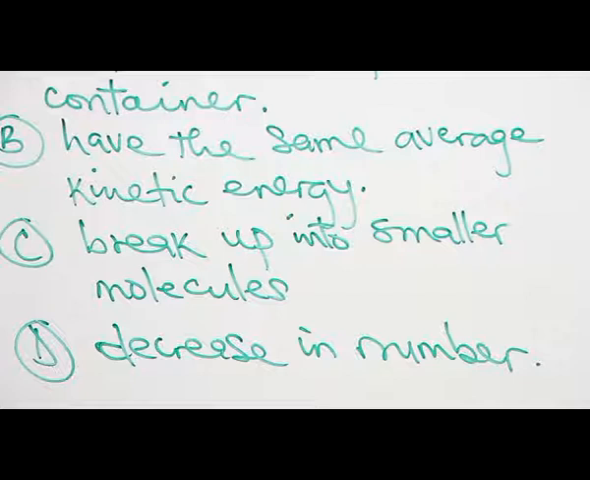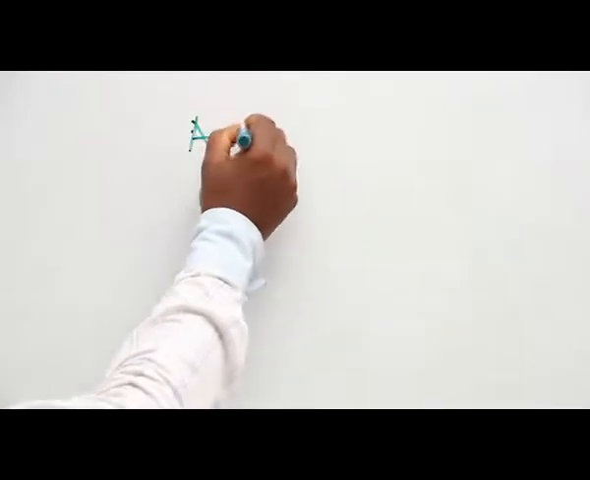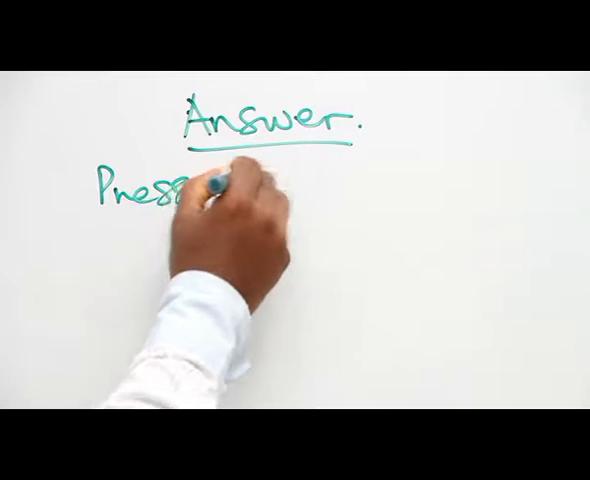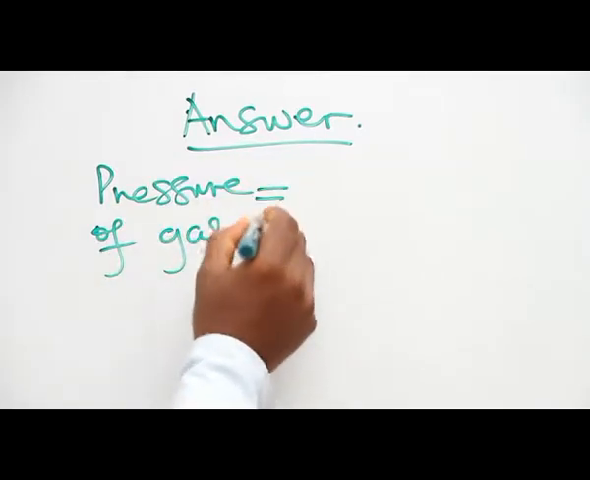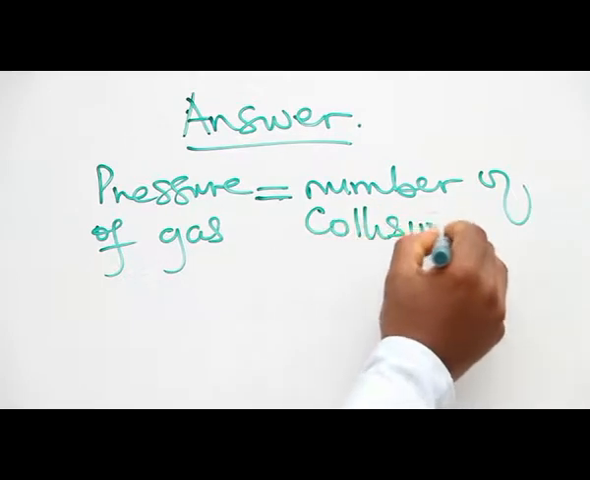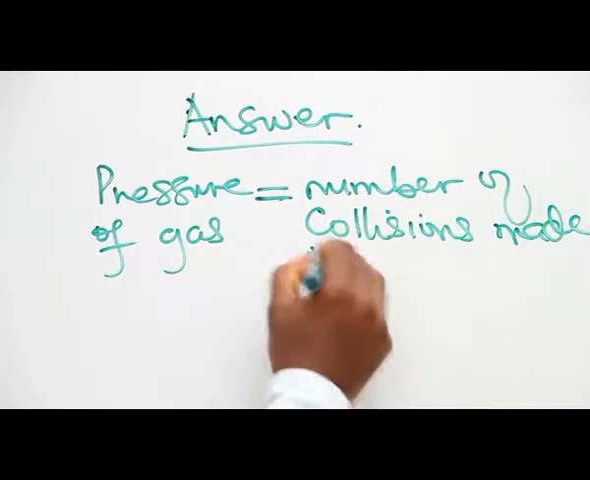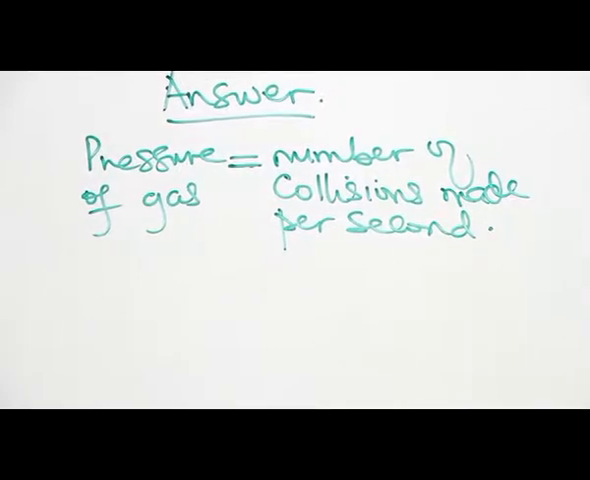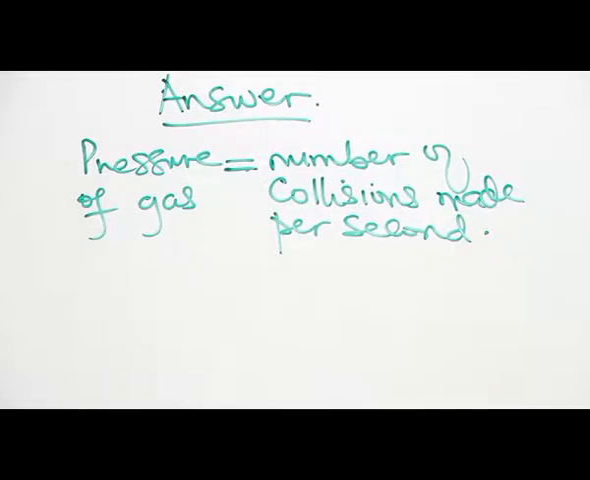Why must it be so? First, we consider how the pressure of a gas is measured. The pressure of a gas is the number of collisions made per unit time between the gas molecules on one side and the container. Pressure of gas is equal to the number of collisions made per second between molecules of the gas in that confined space and the container.